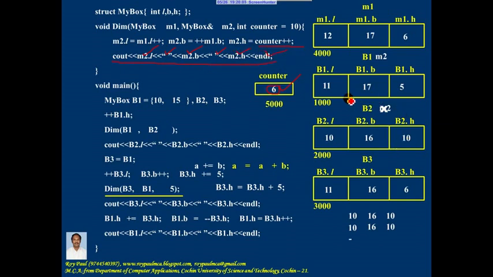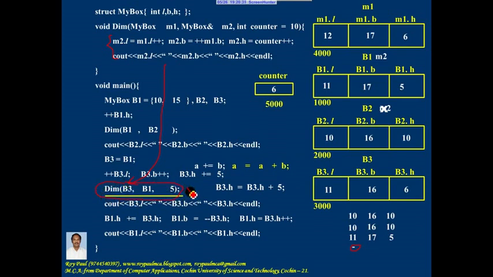Now here you get the next line of answer, m2.l space m2.b space m2.h and endl. So this is m2: 11, 17, 5. So here you get the next line of answer, it is 11, 17, 5. And because of endl, the cursor goes to the next line. Now after executing a function, control goes to the point from where the function was called. So control comes back here.